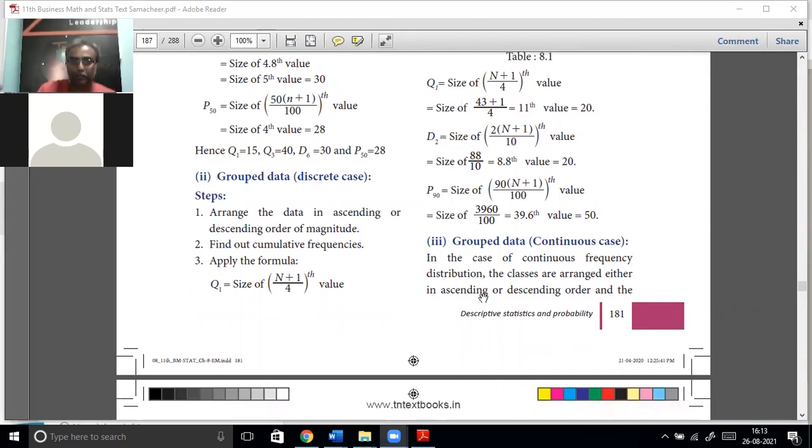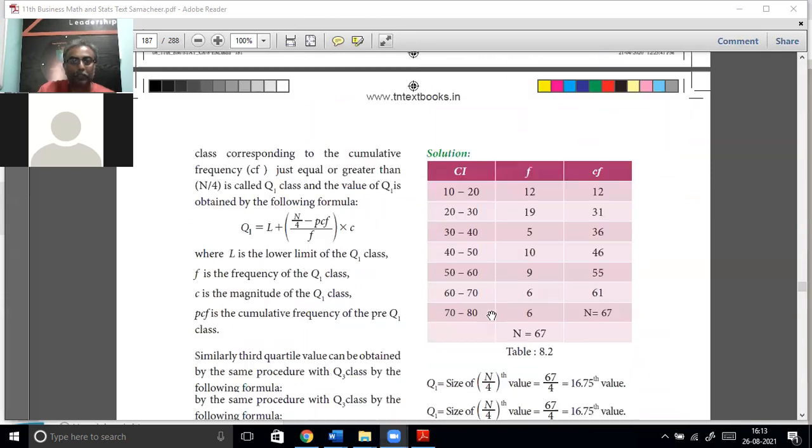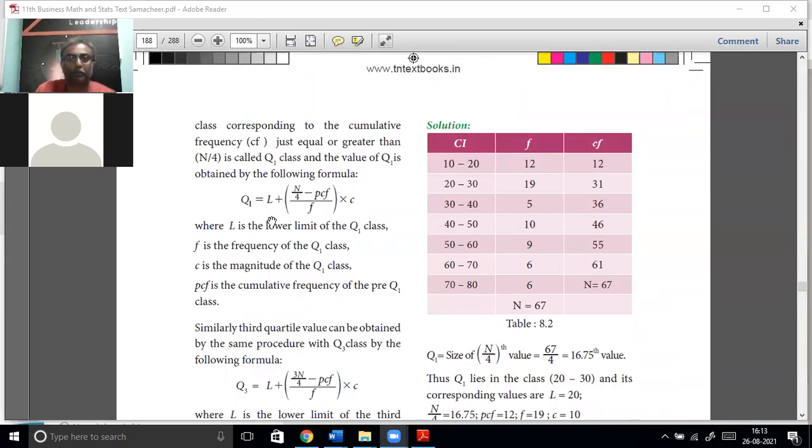Group data, continuous case. So this is the formula for Q1. Remember this formula. Very simple formula. Q1, it is so because this 1 is carried over here, and because it's a quartile, this is 4.